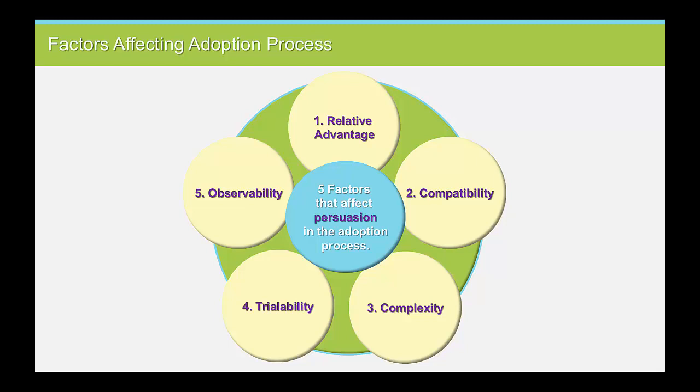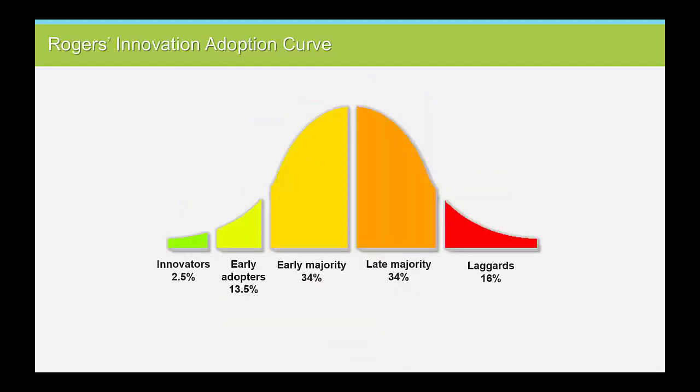Trialability refers to the degree that the audience can experience the innovation before adoption. Finally, observability is the visibility of results or benefits of the innovation. Complexity has the potential to hinder the adoption process, while the others have the potential to aid in the adoption process. The adoption process can be described by Everett Rogers' innovation adoption curve.